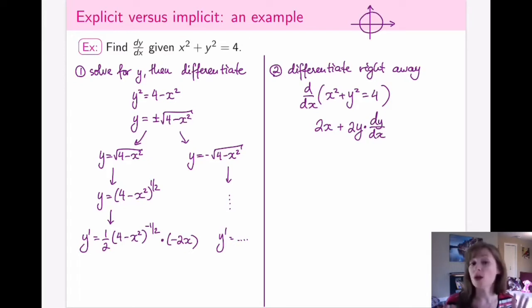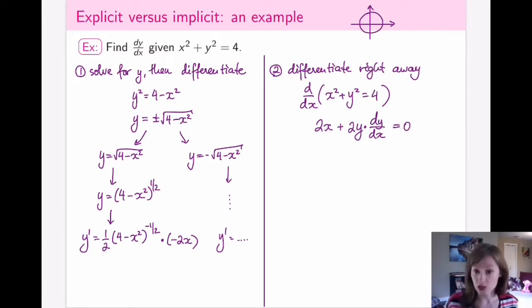I don't know what it is explicitly, but I don't have to. That's why it's called implicit differentiation. I'm going to take that box and pass it on through the derivative. On the right-hand side, I have 4. A derivative of a constant is just 0, so I have 0.